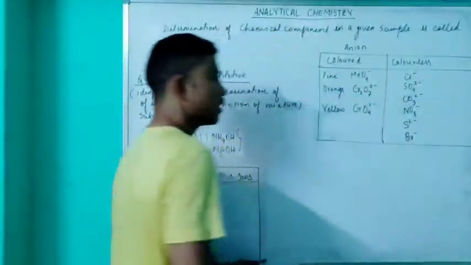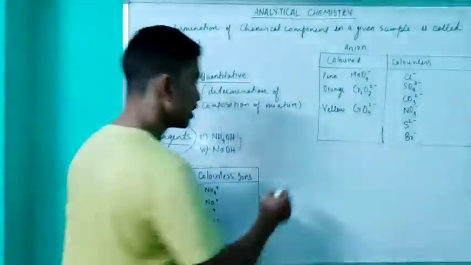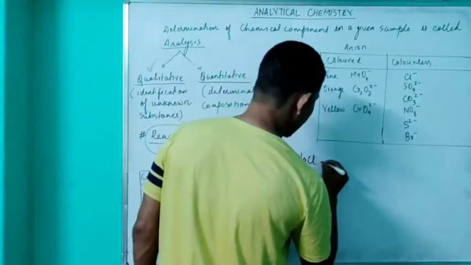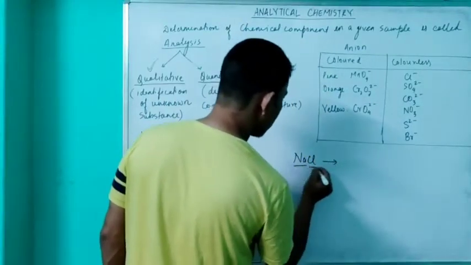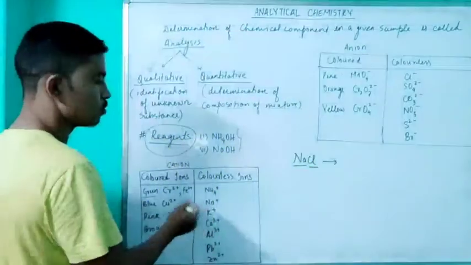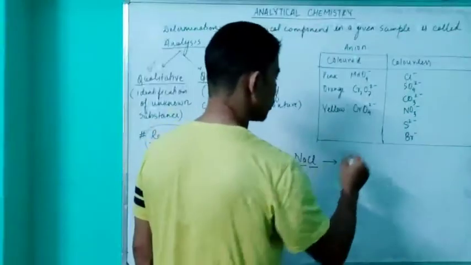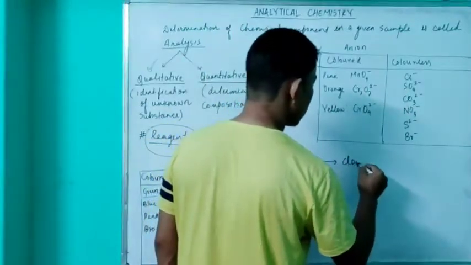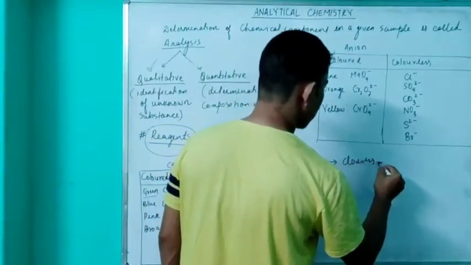For example, if I ask you what is the color of sodium chloride, NaCl. What is NaCl? It is formed by mixing sodium and chlorine. The sodium is colorless and the chlorine is also colorless. So the sodium chloride will also be colorless.